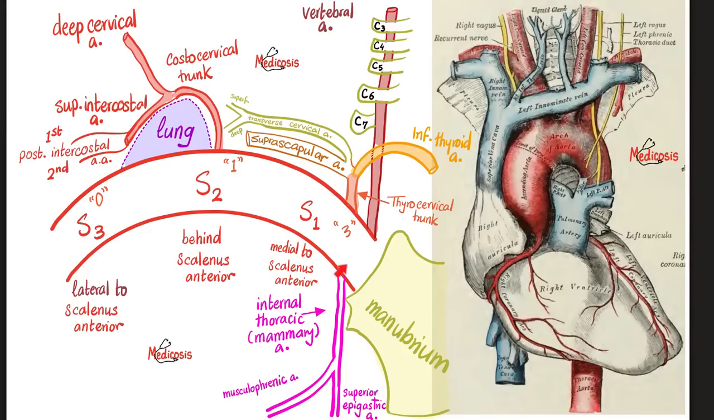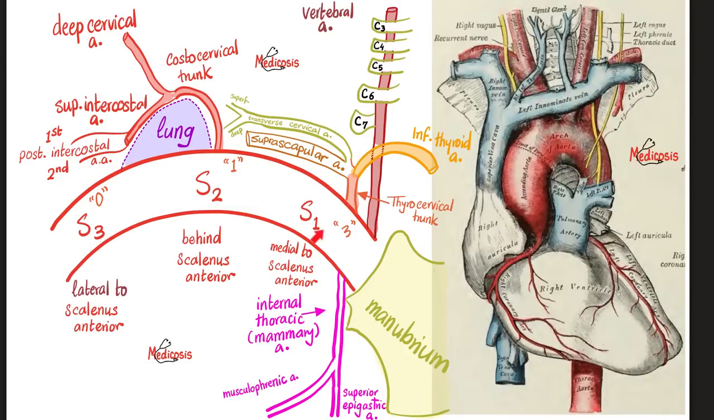The second branch of the first part of subclavian artery is this, internal thoracic artery, otherwise known as internal mammary artery, which will end up by giving us 2 terminal branches, which are superior epigastric artery and musculophrenic artery.